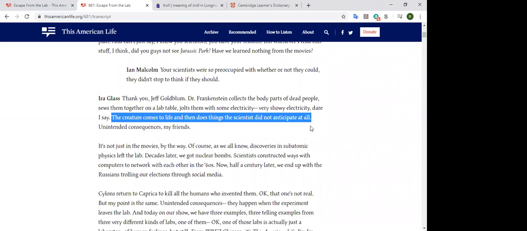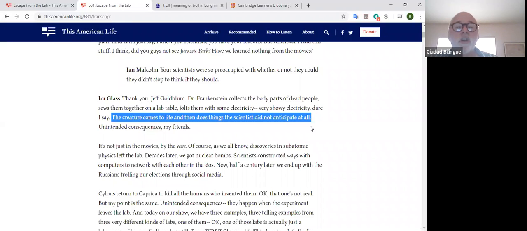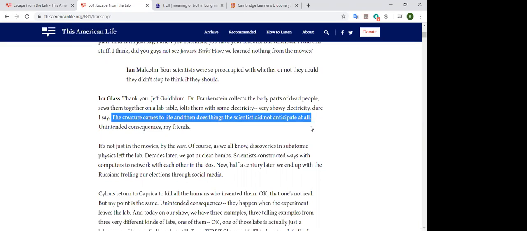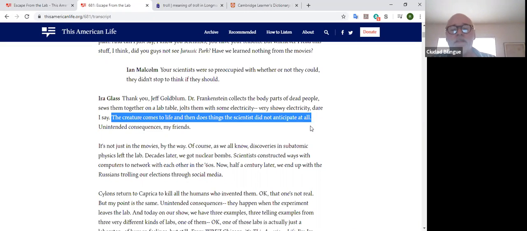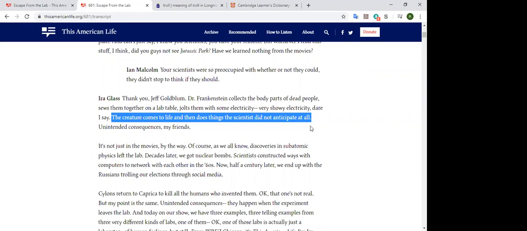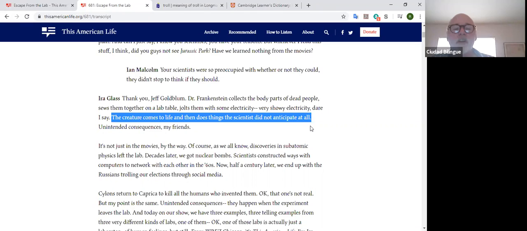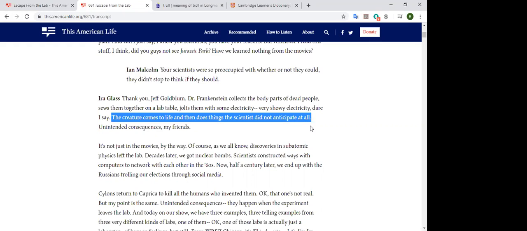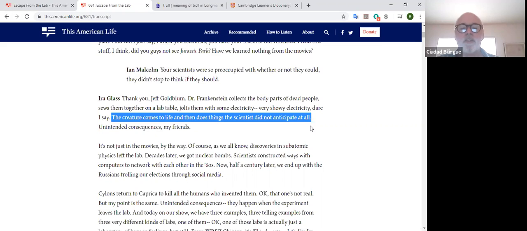The creature does? Good. Does the creature come to life and does things that the scientists did not anticipate at all? Yes, it does. Does the creature come to life and do things that the scientists anticipate? No, it doesn't. So what does the creature do? The creature comes to life and then does things the scientists did not anticipate at all. Good. Now let's change it around.